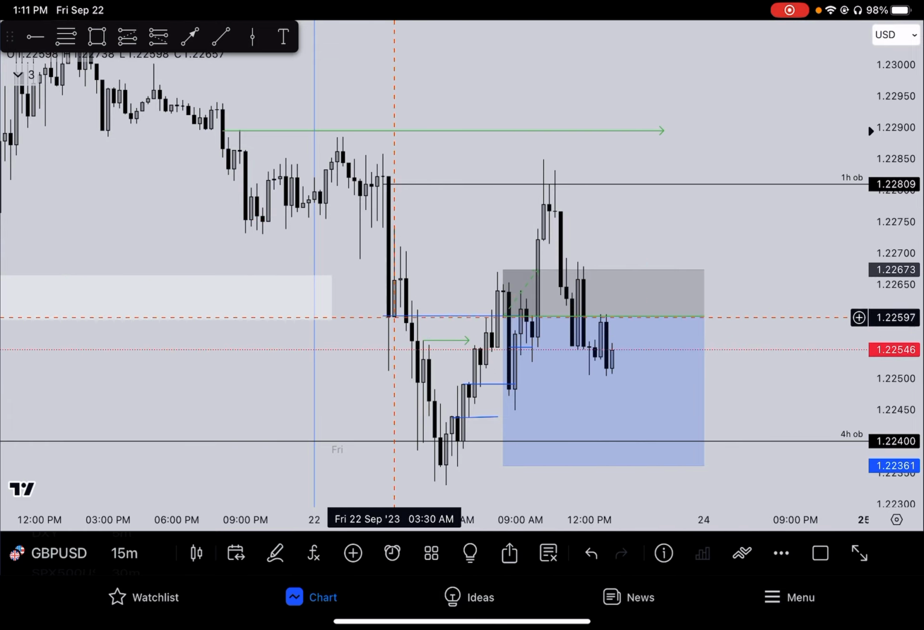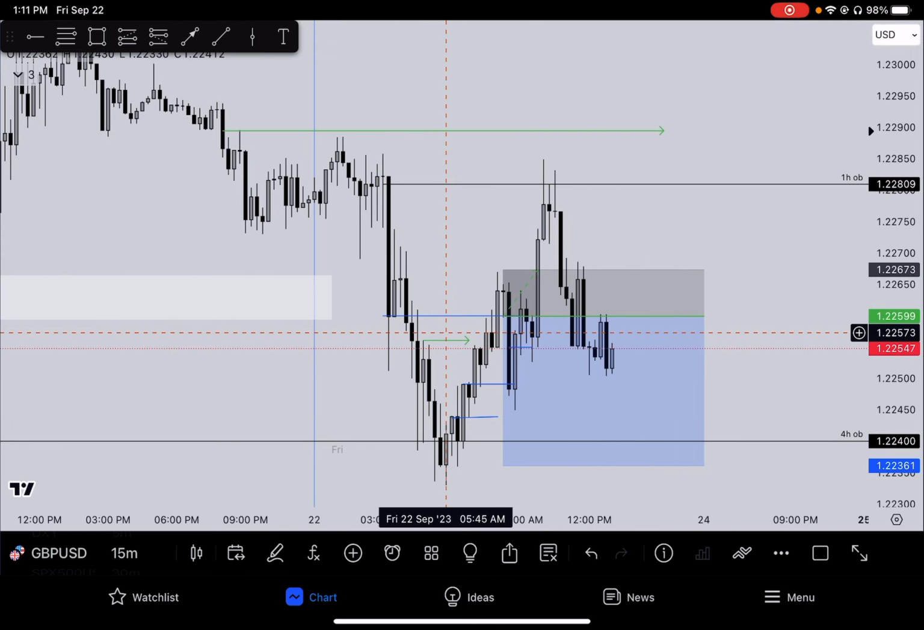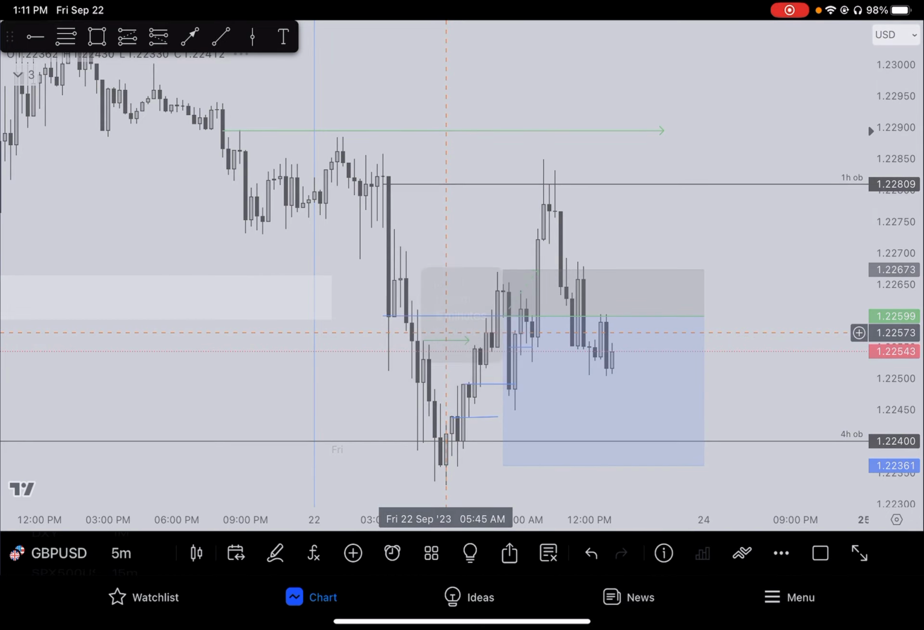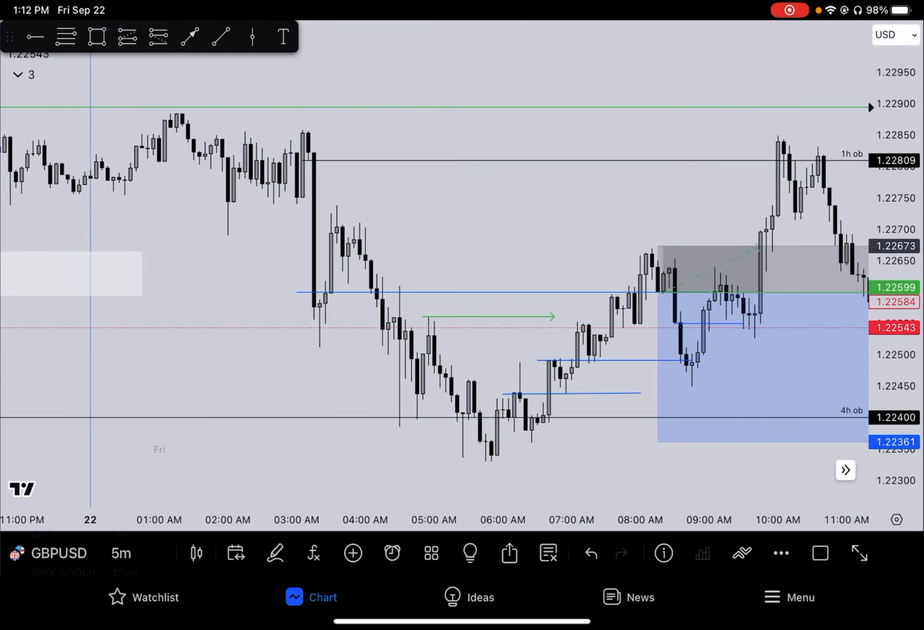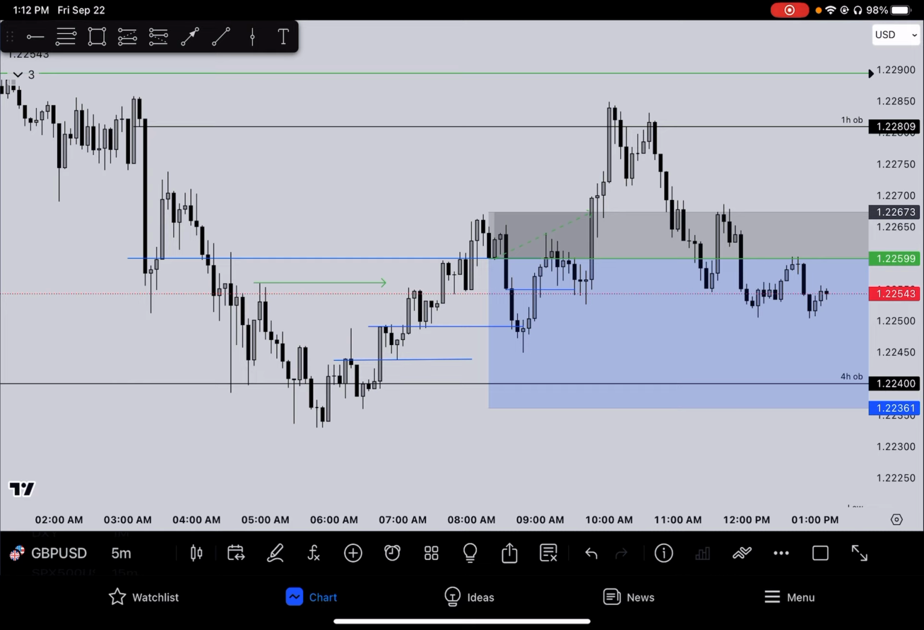I took a trade off of this. I think I stupidly was just so dialed in into the 5 minute. Yeah, we tapped into the order block. I was expecting price to move higher and sell off again. Crazy, I had these marked up when I woke up.